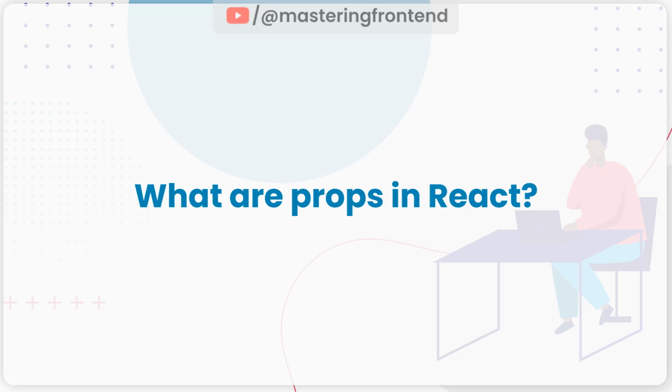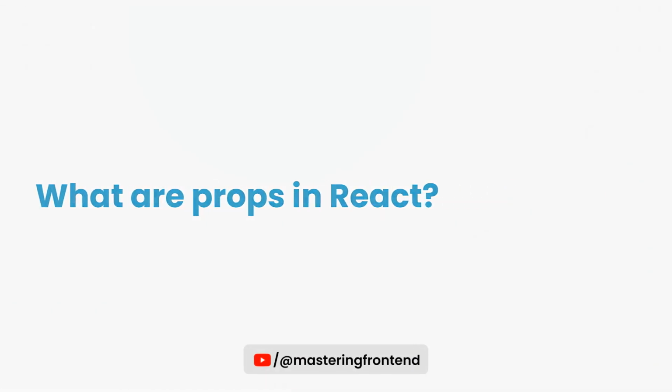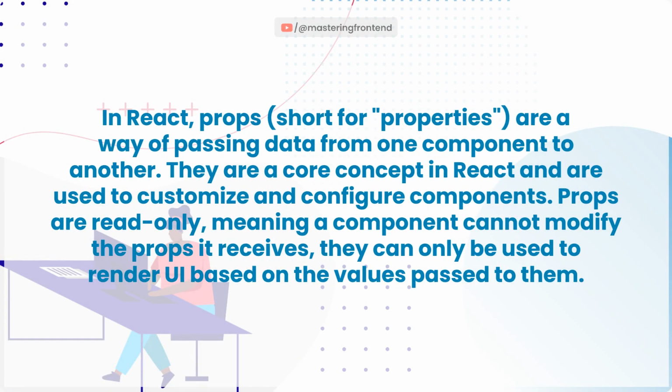In this video we will learn what are props in React. In React, props, short for properties, are a way of passing data from one component to another. They are a core concept in React and are used to customize and configure components. Props are read-only, meaning a component cannot modify the props it receives. They can only be used to render UI based on the values passed to them.